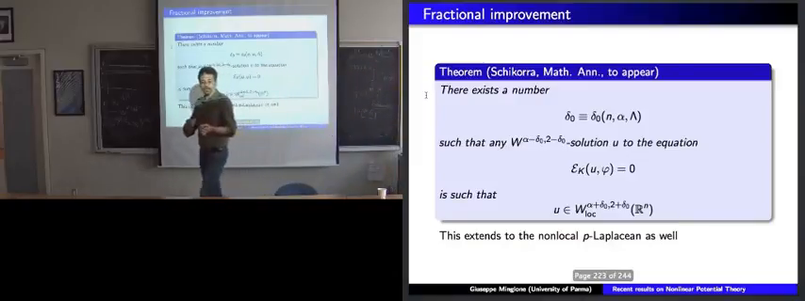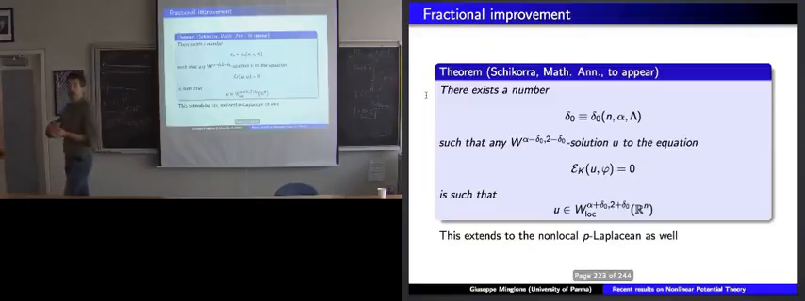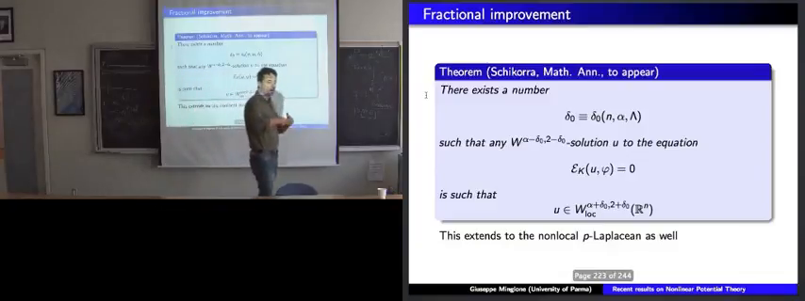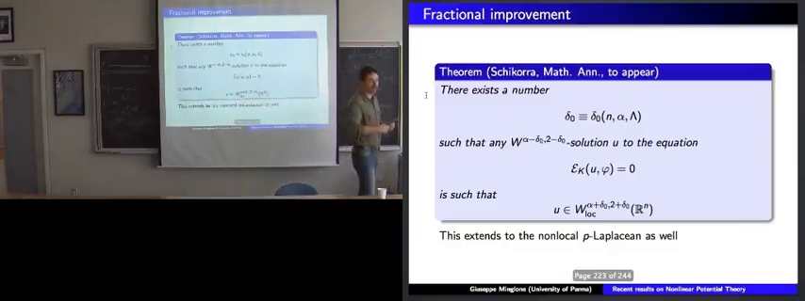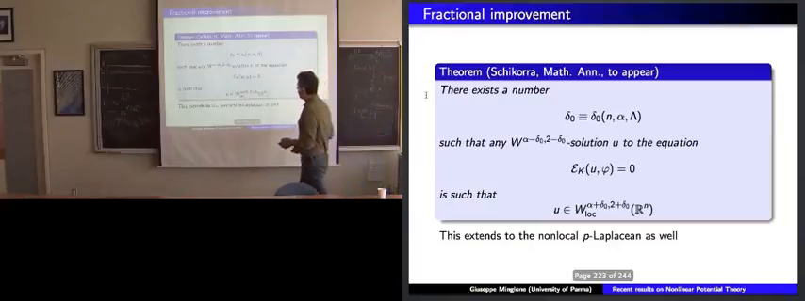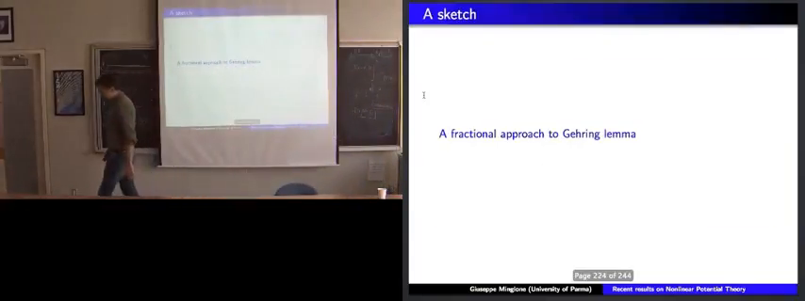That's the usual duality. There are certain things that can be done only for solutions, if you have a solution in your hand, while there are other things that can be done directly for minimizers, also in those cases where the Euler-Lagrange equation associated to the functional is not available because the functional is not regular enough. Okay, let me tell you about this fractional approach to Gehring's lemma.